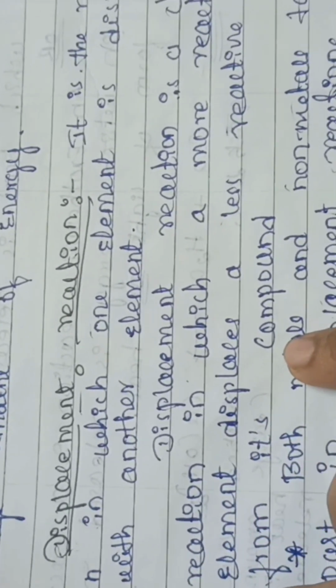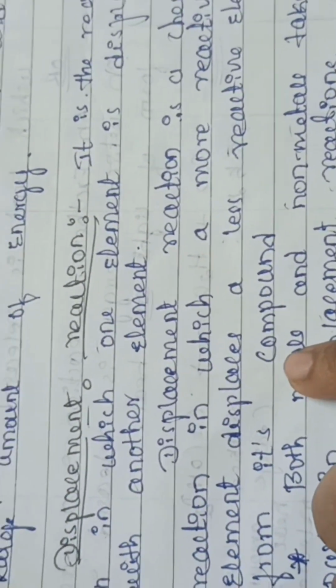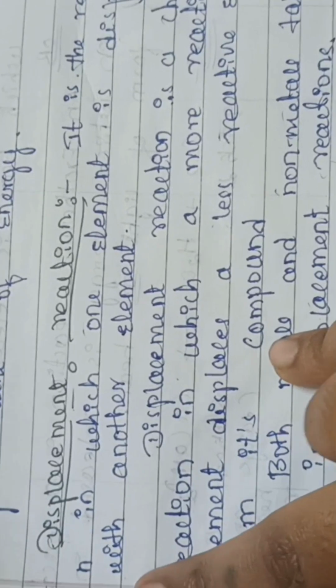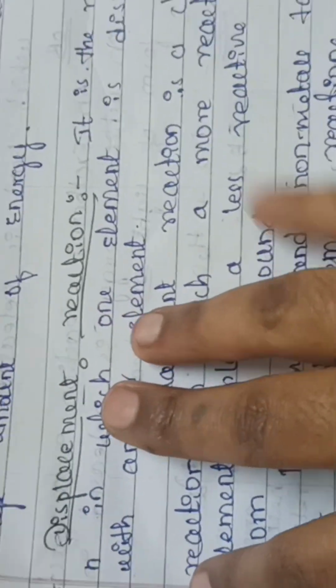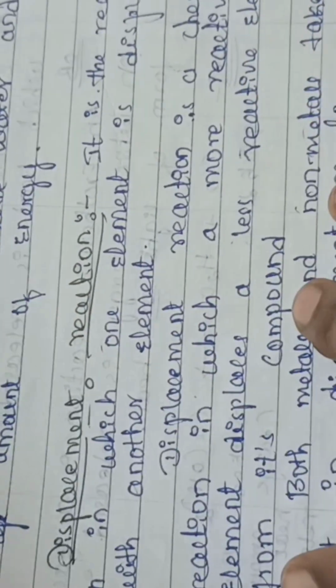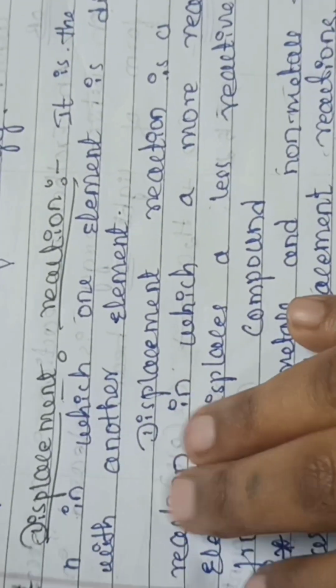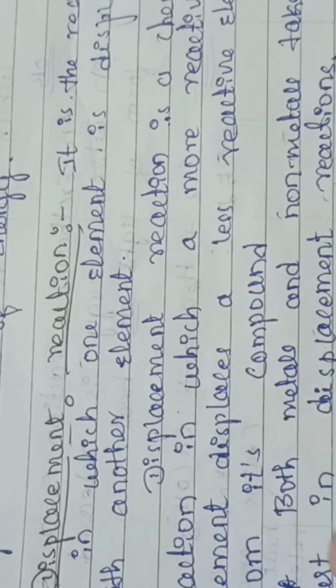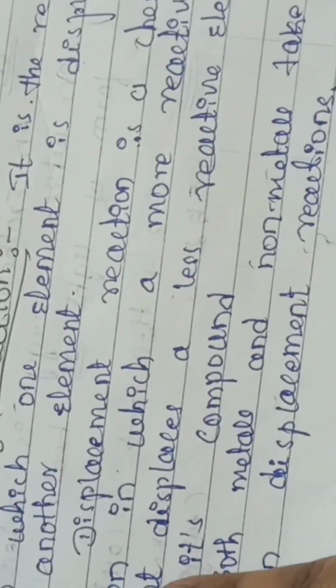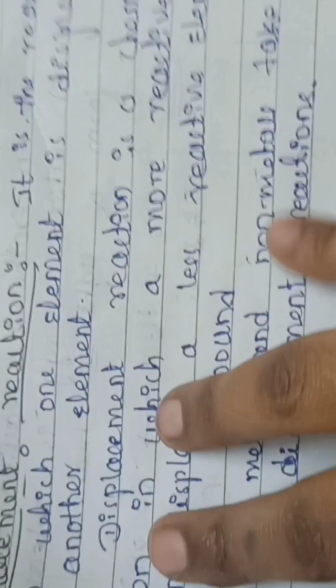So what is a displacement reaction? A displacement reaction is a reaction in which one element is displaced by another element. The more reactive element will displace the less reactive element. The less reactive element will be removed from its position and it will be occupied by the more reactive element. So how will the displacement reaction occur?